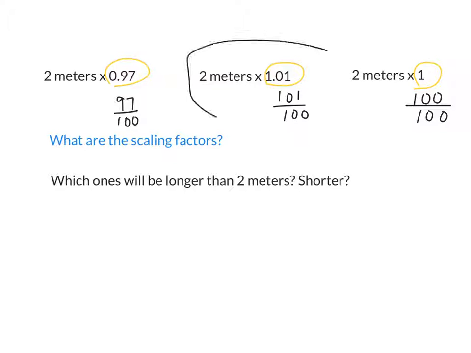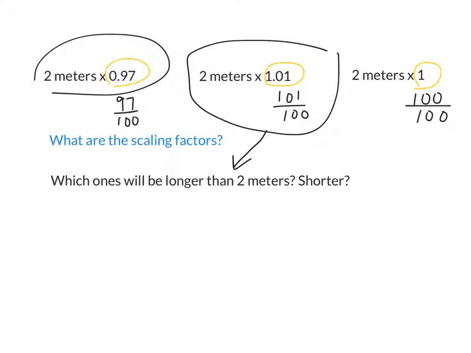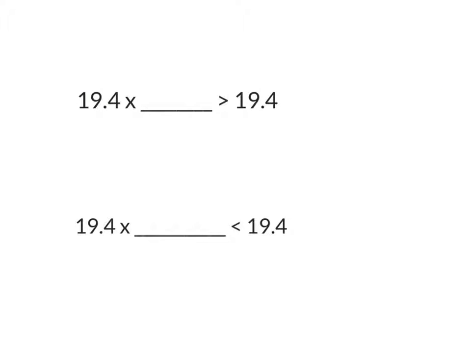Yeah, this one will be longer than 2 meters because the scaling factor, 101 over 100, or 1.01, is larger than 1. Okay? Of course, this one will also still be shorter. We're just going to use decimals. Okay? So let's go ahead and write this inequality.